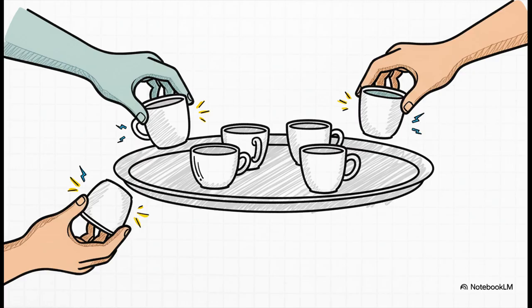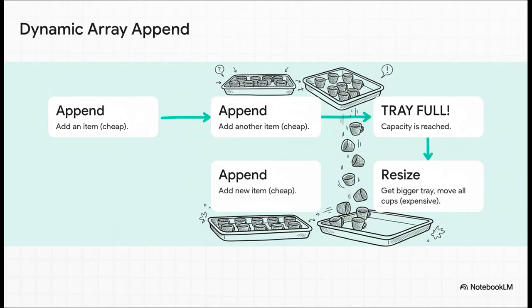Picture yourself adding cups one by one to a serving tray. Putting each individual cup down is super fast, right? It's a constant time operation. No big deal. But then, the tray gets full. You can't add any more cups, so you have to stop what you're doing, go find a much bigger tray, and then move every single one of those cups from the old tray to the new one. That one operation is incredibly slow and expensive. Well, this is exactly what happens with a dynamic array, like a list in Python, when you keep appending elements.